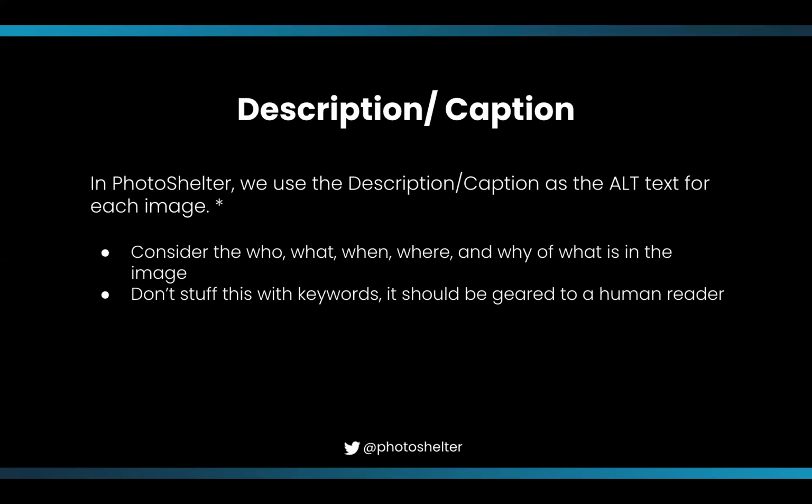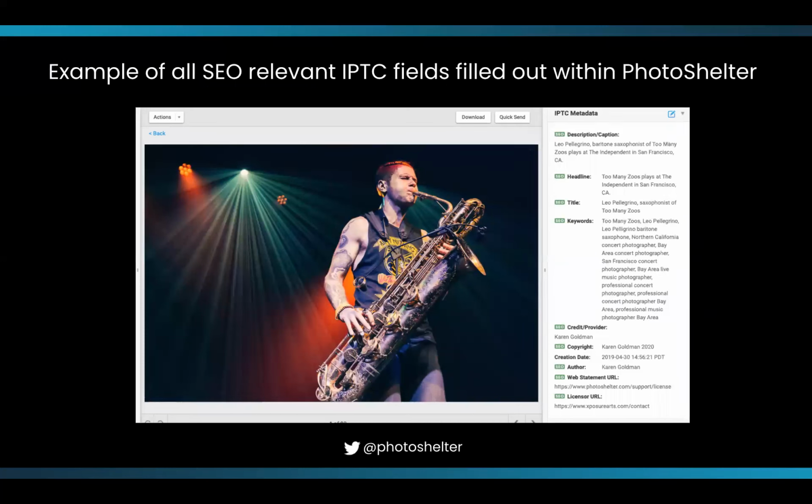Description and caption. PhotoShelter uses the description and caption as the alt text. And if we look back at the description and caption here, it's a little bit more in depth about the image than the headline or the title. So the title could be like, photograph of saxophonist, but the headline is, this band, which is Too Many Zoos, plays at the Independent in San Francisco. So the headline is going to be what's happening. The title can be like an artsy description of an image.